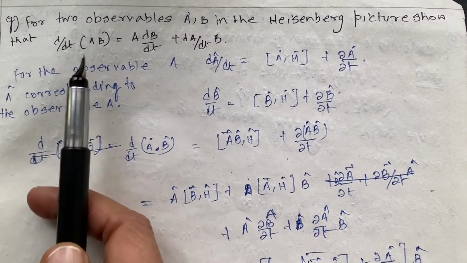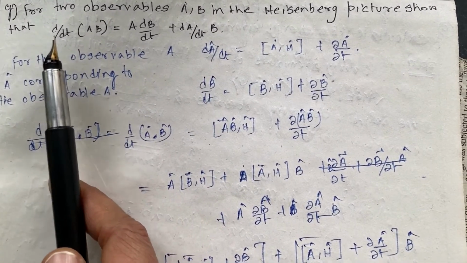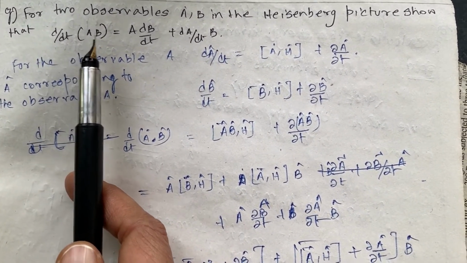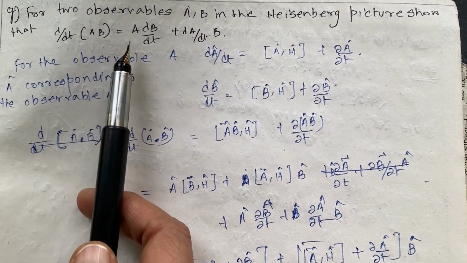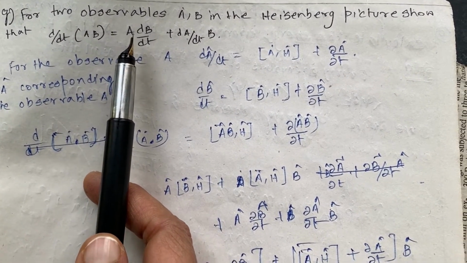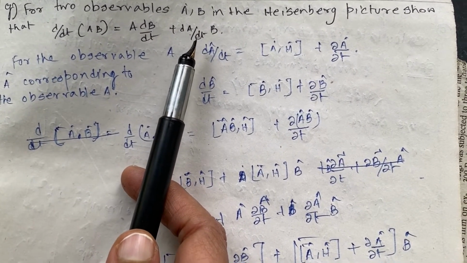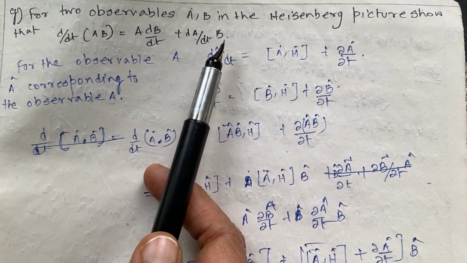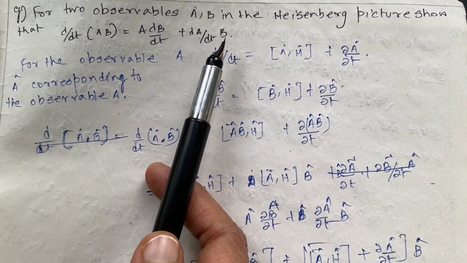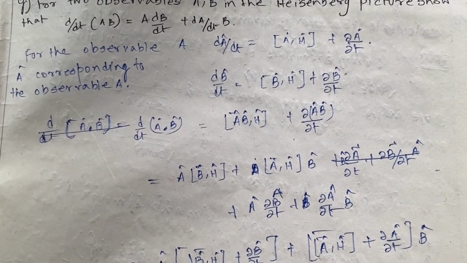So if we want to prove this relation, it is enough to prove that d/dt of the product of A operator and B operator is equal to A operator times the time derivative of B operator plus the time derivative of A operator multiplied by just the B operator. That will do also.